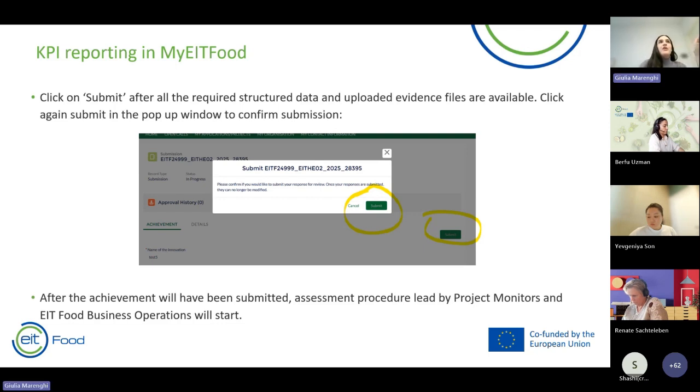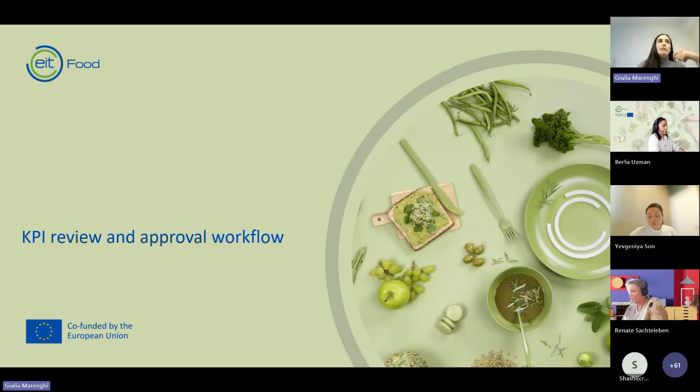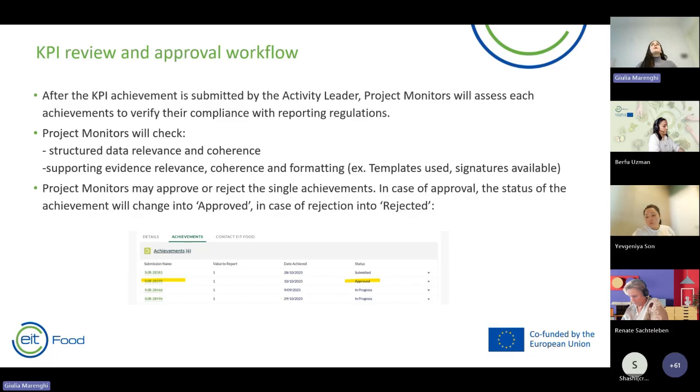So we reach now, let's say, the end of the process from the activity leader side. And let's then have an overview of how the KPI review and approval workflow works. So the project monitor, once they receive the achievement that has been submitted by the activity leader, will have to verify the compliance of the achievement with the reporting regulations that we saw earlier.